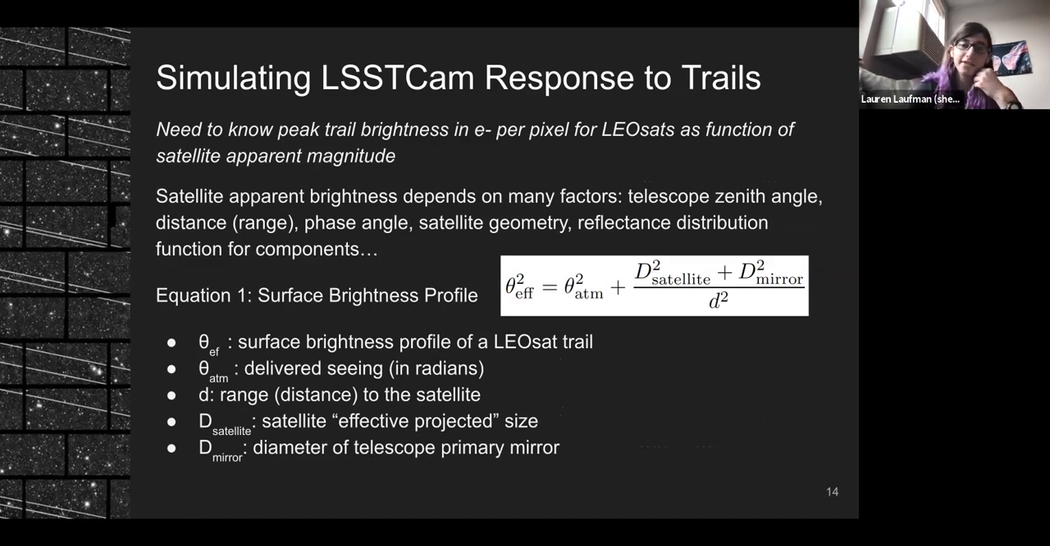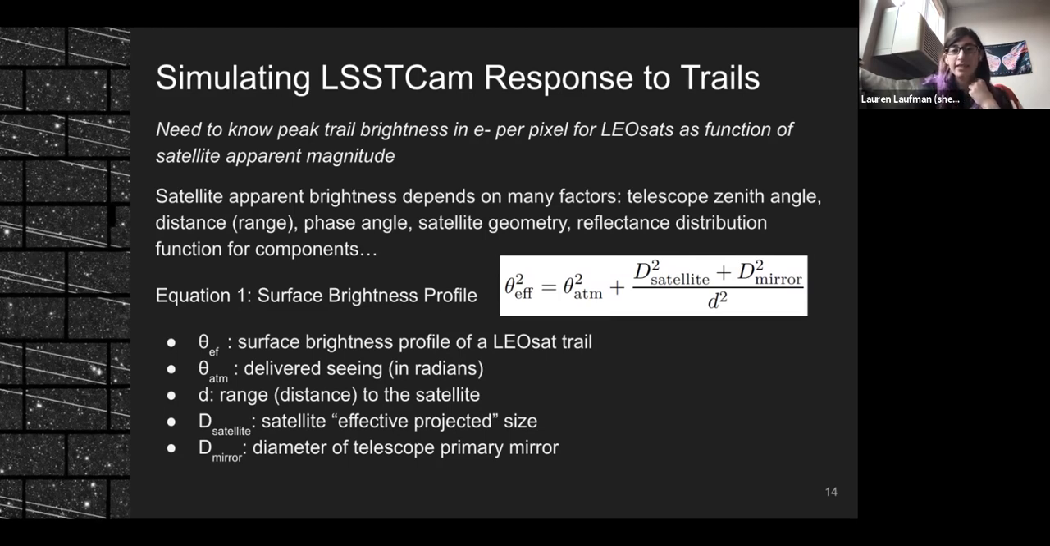So first, we need to know the peak trail brightness in electrons per pixel for low Earth orbit satellites as a function of the satellite's apparent magnitude. Magnitude, in case you're not an astronomer, is just a measure of how bright an object is. And the satellite's apparent brightness depends on a lot of factors: the telescope zenith angle, the distance from the telescope to the satellite, the phase angle, the satellite's geometry, what orientation it's facing, and how much it reflects. So right here, we have an equation that they use to calculate this.